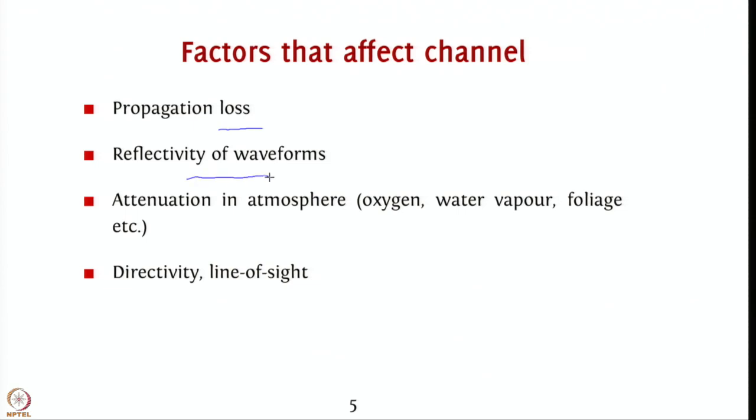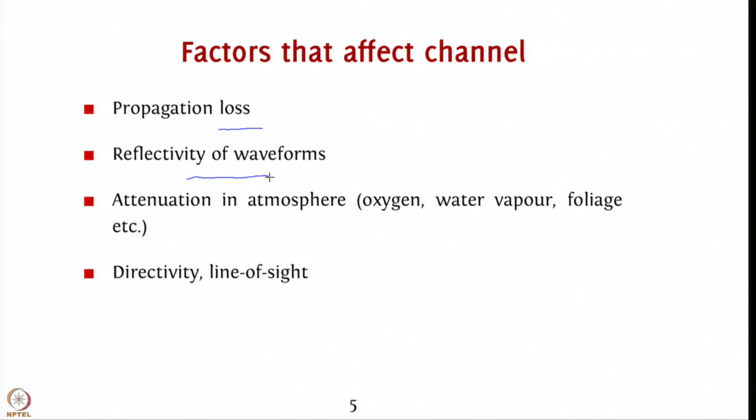You have to look at the reflectivity of the waveforms, that is, how much reflection you can encounter, and sometimes reflections are good, sometimes reflections are bad. You have to look at attenuation in the atmosphere, meaning propagation loss is one way to look at it, but in particular, depending on atmospheric conditions, you may face different losses at different wavelengths. For example, certain wavelengths are affected significantly by the presence of some parts of air, such as oxygen. Some parts are affected because of water vapor.